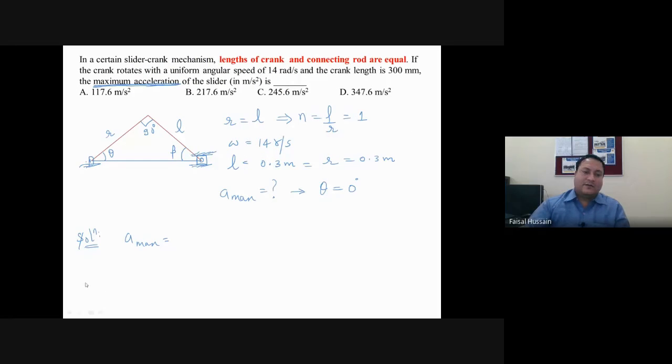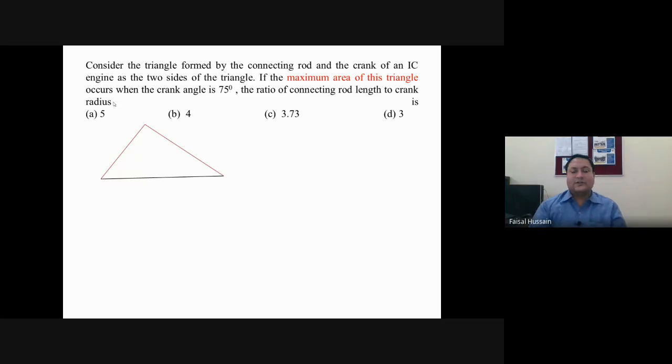Here it will be r omega square (1 plus 1 by n). If you substitute all these values, you will get 117.6 meter per second square. So this is your answer. Now move to this question.